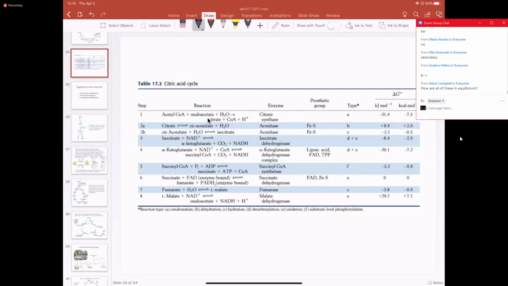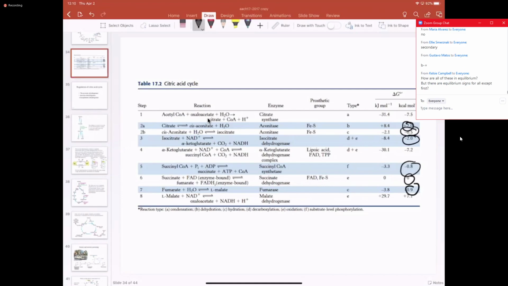That's important to understand. How are all of these in equilibrium? Well, in terms of delta G0, only a few of them are in equilibrium. So these ones here, 0.09, 0, 0.08, maybe even 2, these 5 would be in equilibrium. The other 3, the citrate synthase, alpha-ketoglutarate dehydrogenase complex, and malate dehydrogenase, would not be in equilibrium based upon the delta G0 prime values.